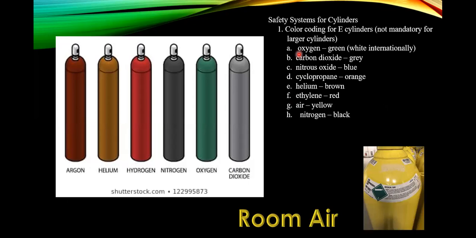Safety systems. Now, don't ding me for these colors. I just put this picture up for the sake of colors. Some of these look kind of off. But green for oxygen, carbon dioxide is gray, but they have some other things here that are a little bit different. But color coding for E cylinders is the first safety system. The E cylinder is the one that you see Mr. Johnson with at the casino.